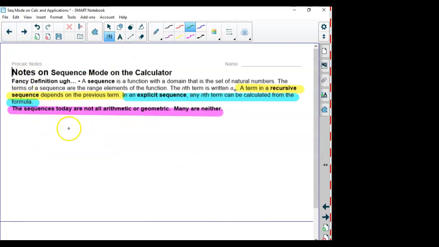All right. Sequence mode on your calculator. First of all, we just revisited this vocabulary. Is this worksheet 7, guys? Okay. A term in a recursive sequence depends on the previous term. An explicit term uses the n and leaves the n in the formula. But just to let you know, the sequences that we're going to use today are not all arithmetic or geometric, and that's when having the calculator really helps, the sequence mode on the calculator.